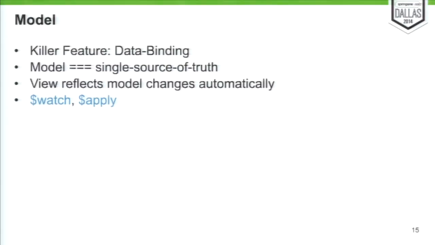Basically, the model is your single source of truth. Whenever you change values, the changes should be propagated throughout your model, or to whoever uses it within the application. Occasionally, underneath, you may have to use the watch and the apply. Sometimes with that automatic propagation of state changes, you may have to use the apply, for example, to make that happen.